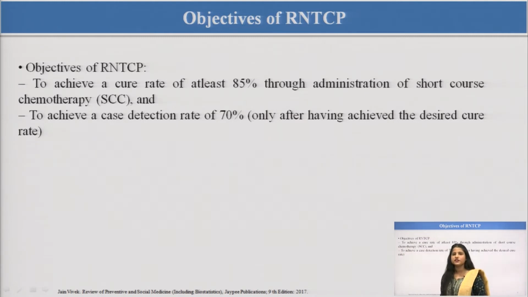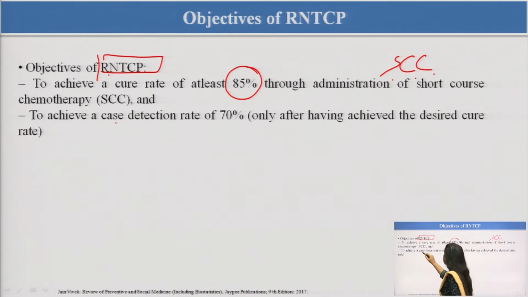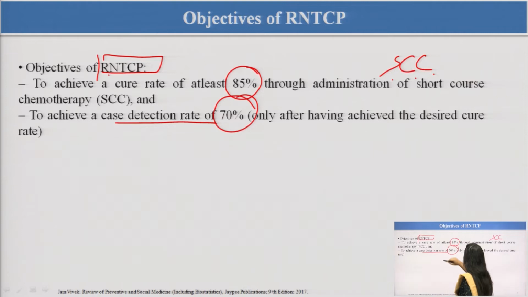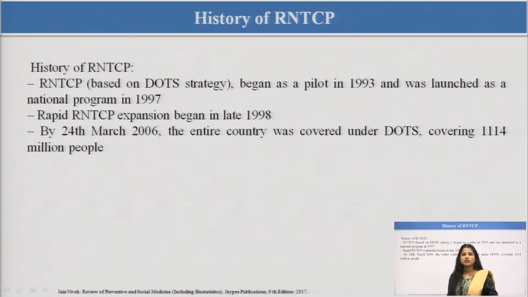Now, see the objectives of the Revised National Tuberculosis Program. This is a recent one, so we will discuss these objectives. To achieve a cure rate of at least 85% through administration of short course chemotherapy, and to achieve a case detection rate of 70% only after having achieved the desired cure rate. These are the objectives.